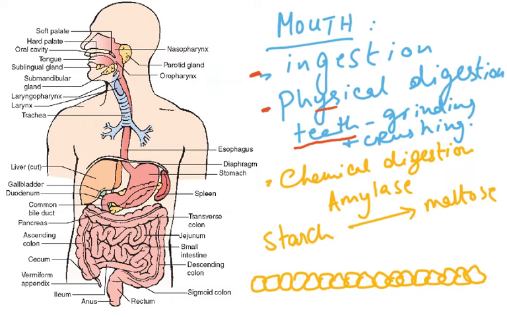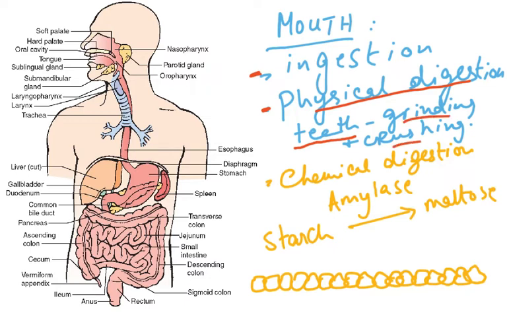tool for physical digestion. Now you cannot say chewing. Why can you not say chewing? Because you have a chewing gum the whole day in your mouth and nothing happens to it. It remains the same size. But you've been chewing it the whole day. So please do not use the word chewing. That's wrong. What do the teeth do? They do grinding and crushing.